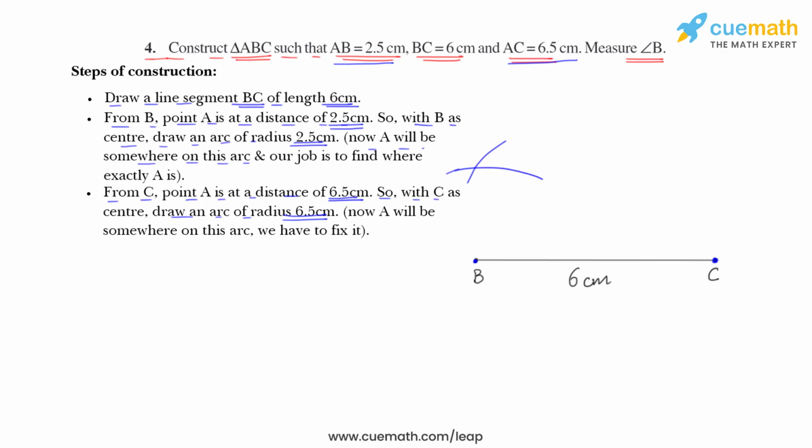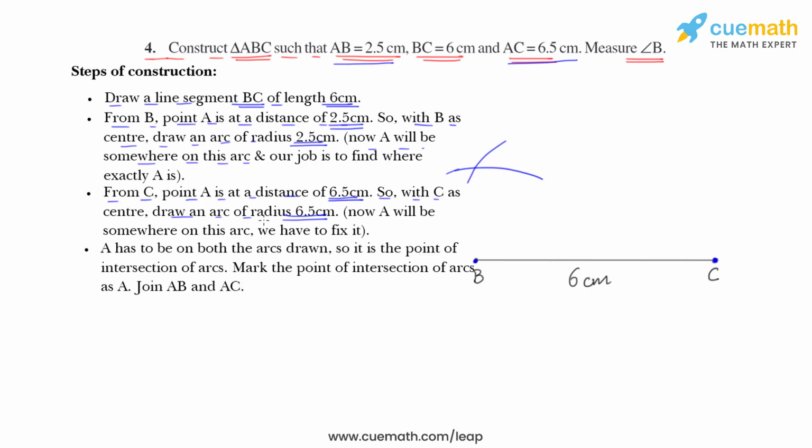Now again point A will lie on this arc also, and as A has to be on both the arcs drawn, it is the point of intersection of arcs. Mark the point of intersection of arcs as A, join AB and AC. Join A with B and join A with C.